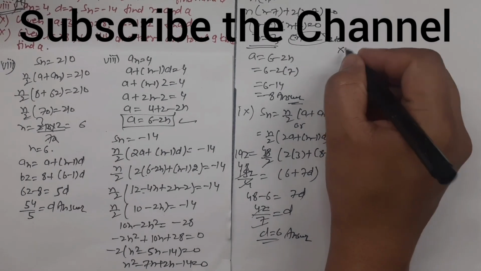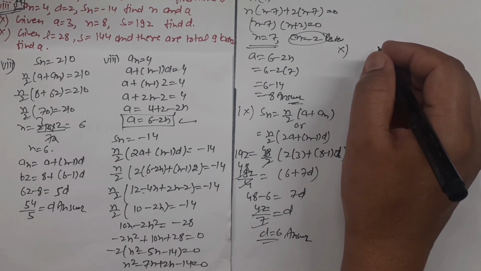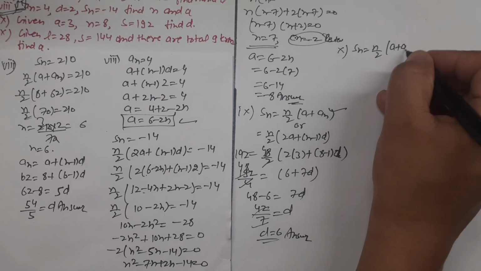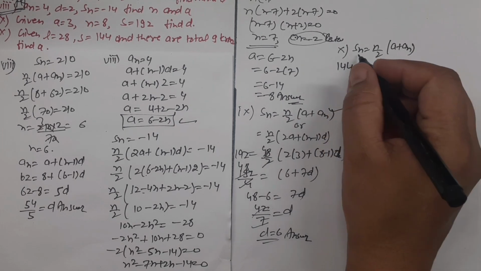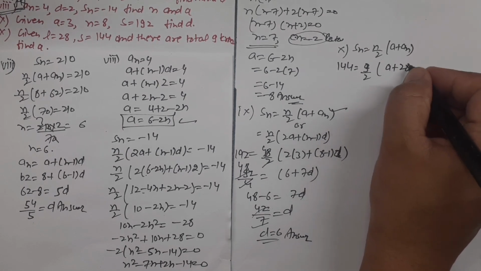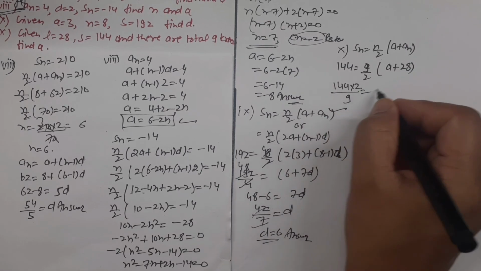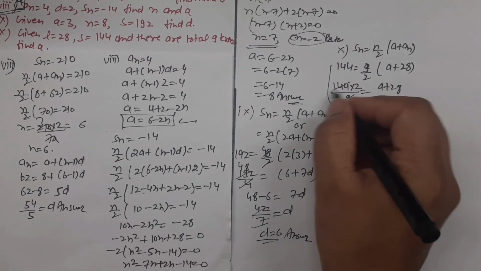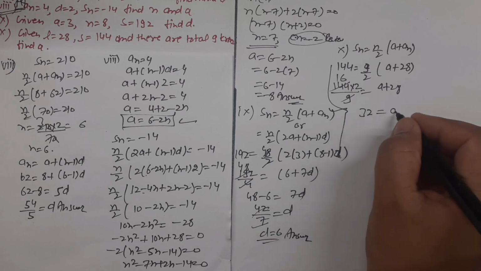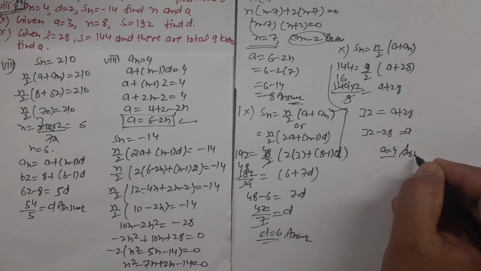Now the next is part 10th and the last part of this video. l = 28, S = 144. There are a total of 9 terms. Find a. S_n: we will apply this one formula, n by 2 (a plus a_n). S_n = 144, n is 9 by 2, a we have to find, last term is 28. Solving. Cancel. a is 32 minus 28, which makes 4, is the answer.